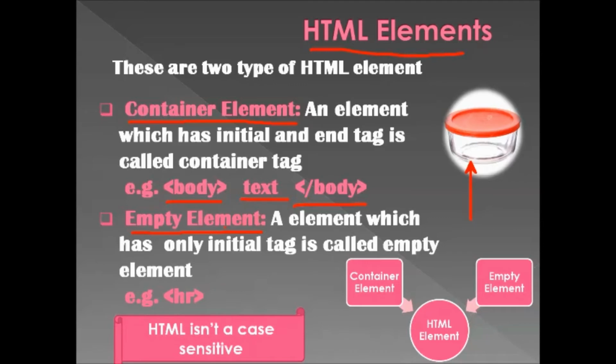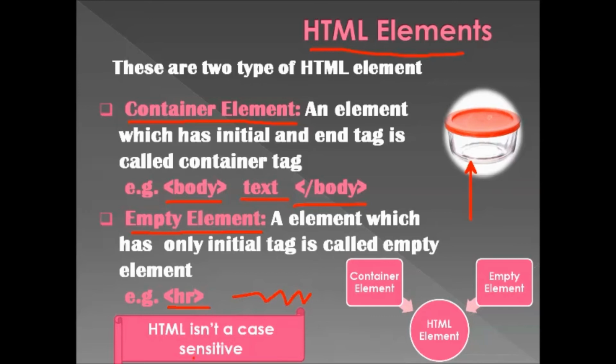Next one is an empty tag. This one, HR, horizontal row. It is an empty tag because it has only an initial tag. You don't see any end tag here. So a tag which has only an initial tag and no end tag is called an empty tag. Understood? An HTML element has two types, container element and empty element.